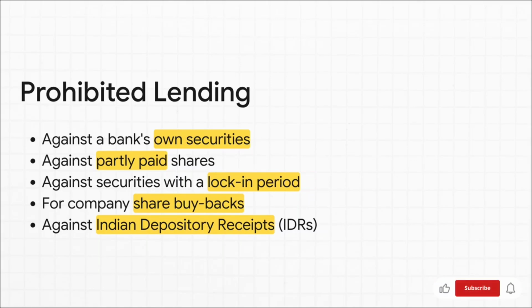For instance, a bank can't give you a loan against its own shares. That's a huge conflict of interest. And another big one, they can't lend money to a company so it can buy back its own shares. This is a list of strict no-nos, so definitely commit this one to memory.